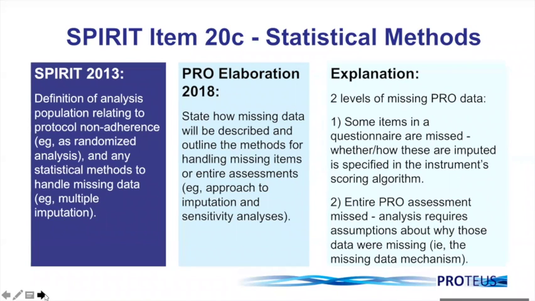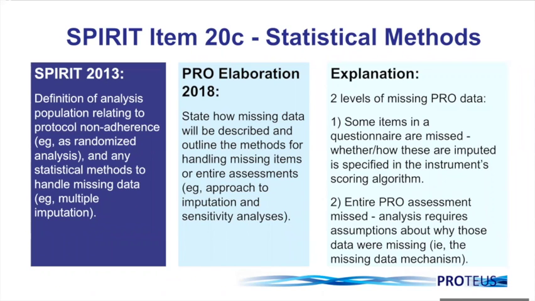This one is about defining the analysis population in relation to protocol non-adherence. Now, how this relates to PROs is all around that handling of missing data. So the PRO elaboration is about to state how missing data will be described and outline the methods for handling missing data, or entire assessments, in fact, and to describe the approach, maybe imputation or sensitivity analyses.